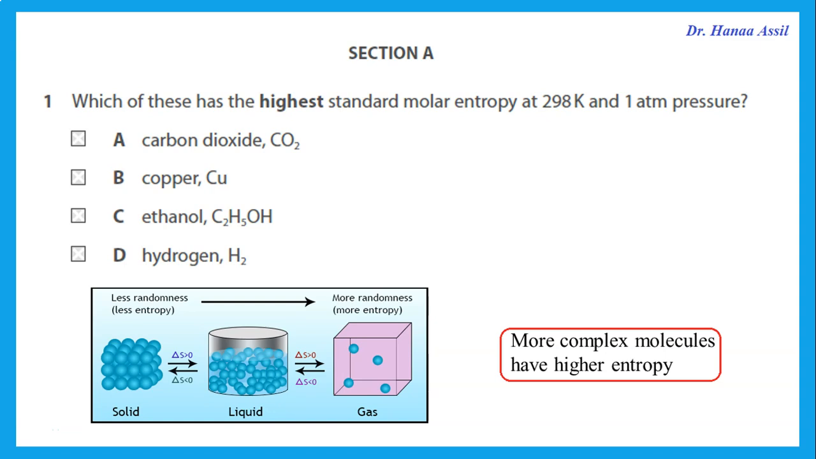Then between the gases, you should know that a more complex molecule would have higher entropy. More complex would mean that it has more electrons, or larger molecules, these would have higher entropy. So out of the choices that we have, carbon dioxide would be the highest molar entropy among these choices.